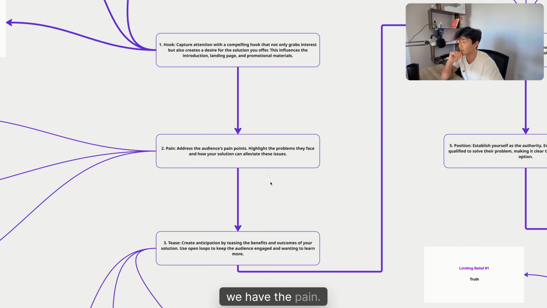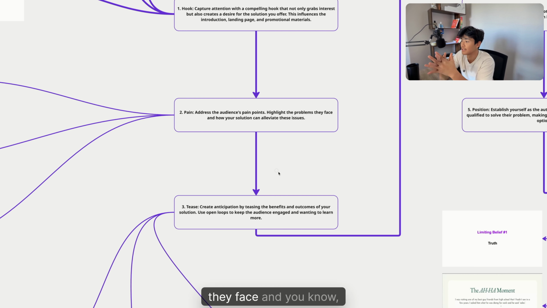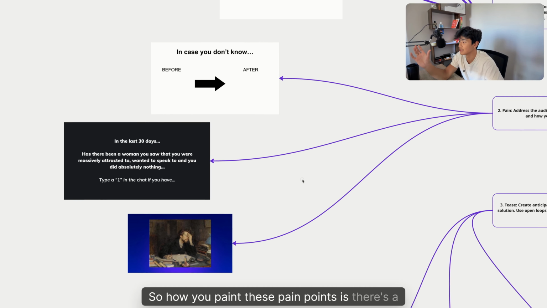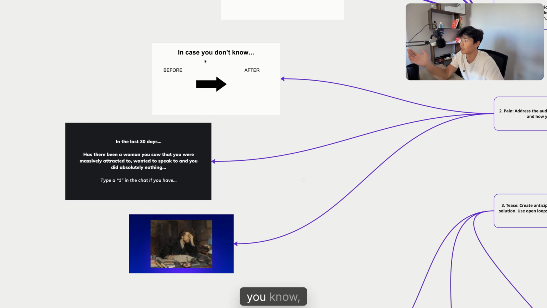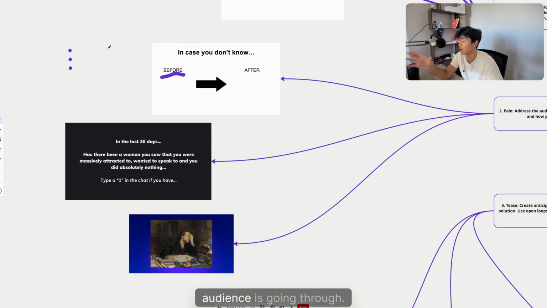Next up, we have the pain. So you gotta address the audience's pain points in your webinar, and highlight the problems they face, and how your solution can alleviate these issues. So how you paint these pain points is there's a couple ways. So you could either just go to your story, your own story, of how you were before. You map out all the struggles that you had, and those are probably the same ones that your audience is going through. So they'll be resonating with you. They'll be like, oh yes, those are my exact pains.